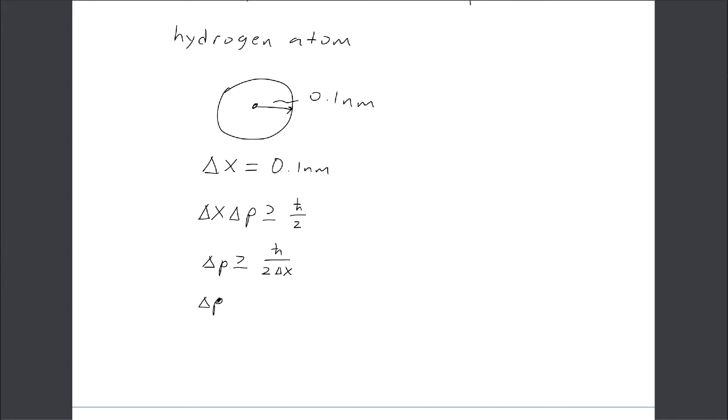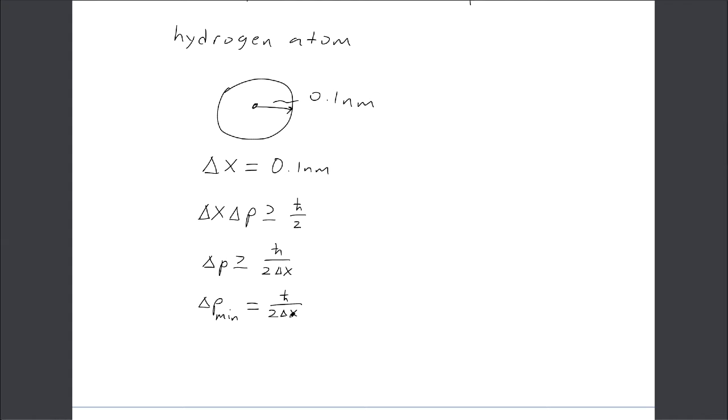We know it's probably going to be greater than this, but it's at least this big. We use the equality in there. Delta p minimum is h bar over 2 delta x. Okay, so what is that?